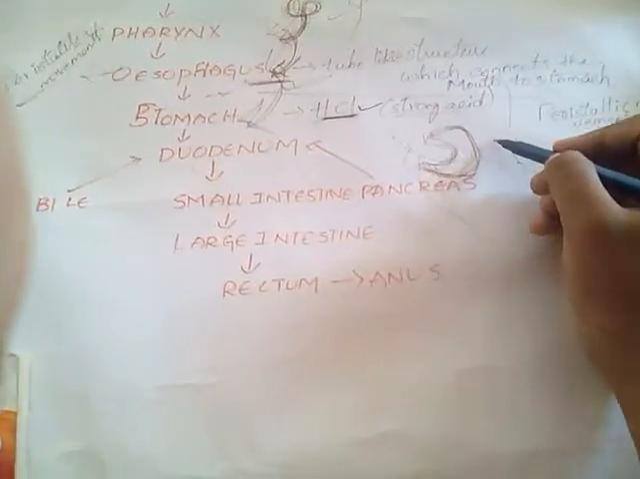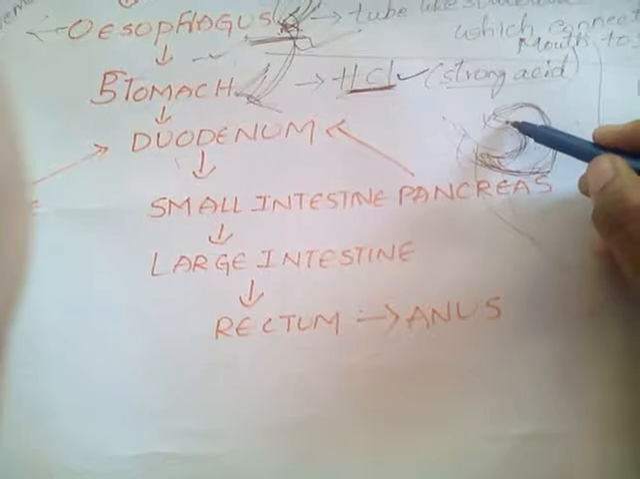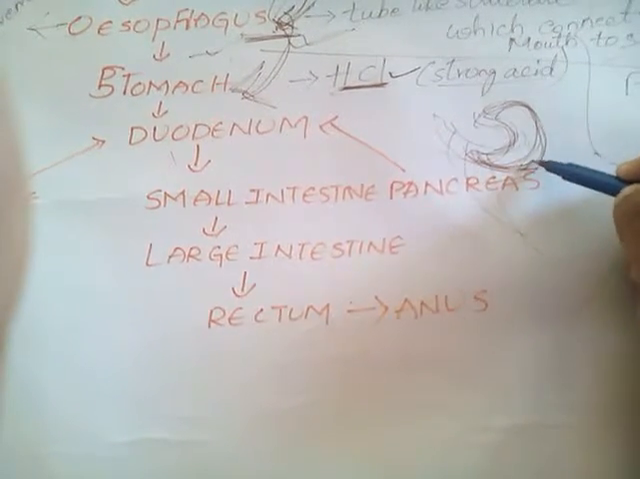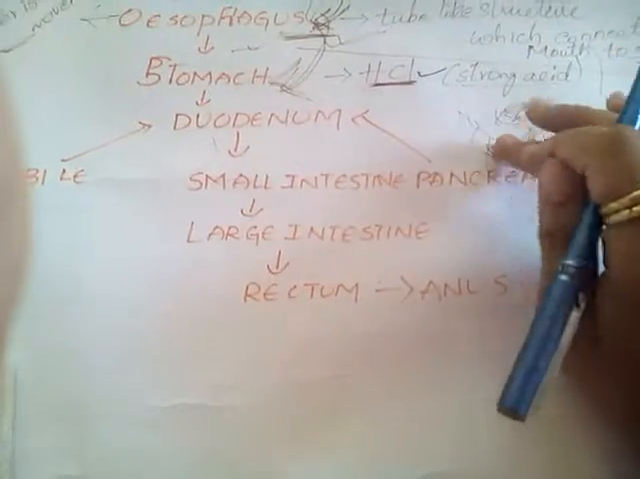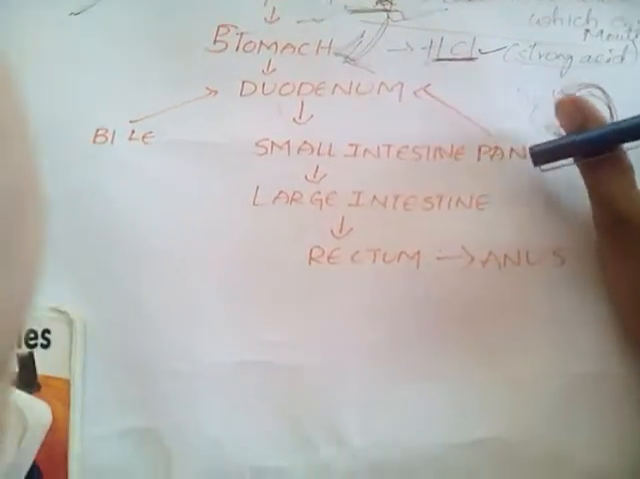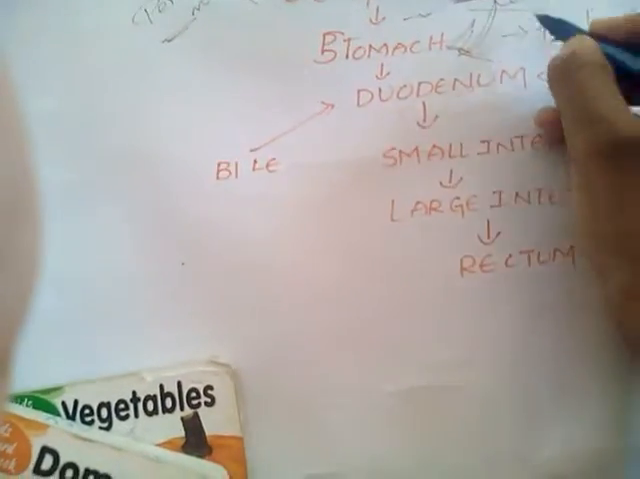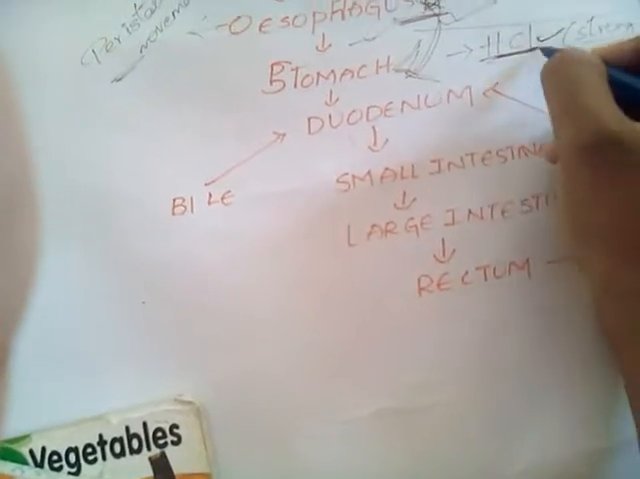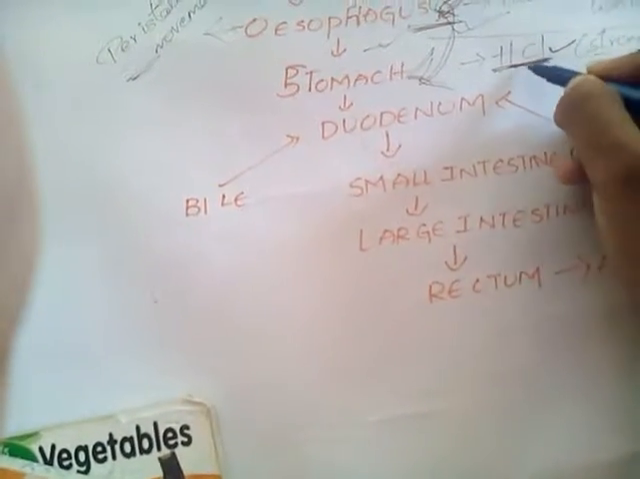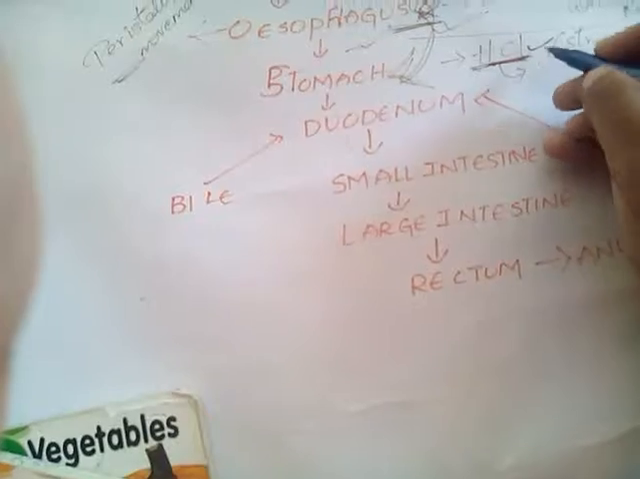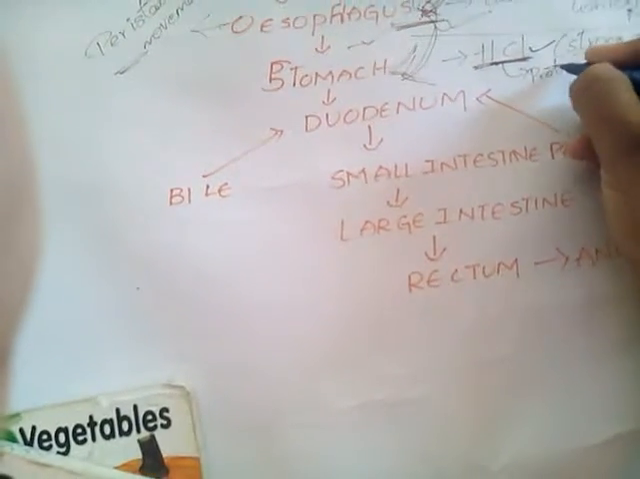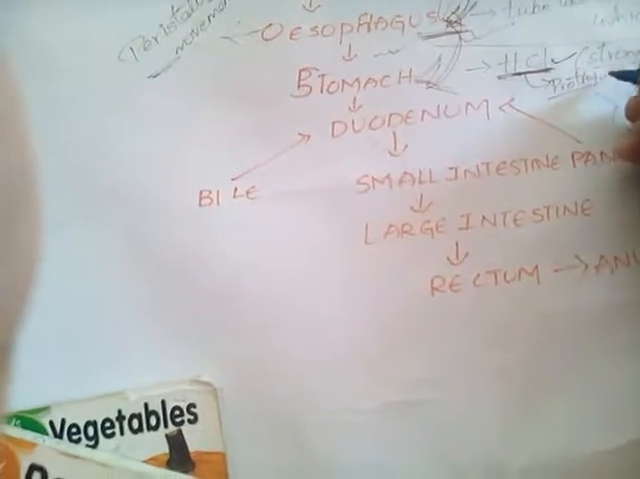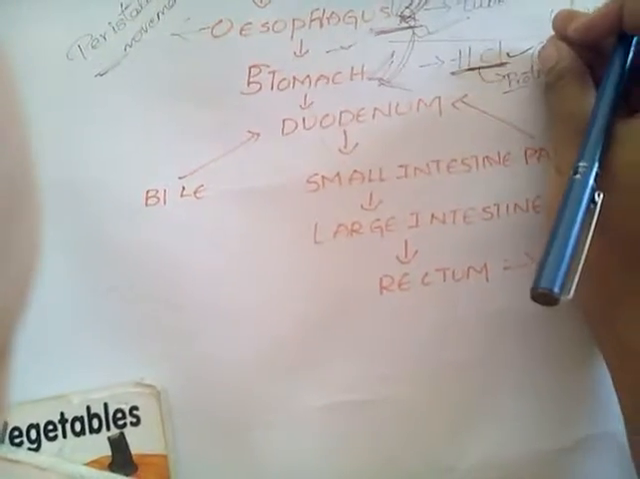It will be in layer form, so the HCl may not attack the stomach. You have to remember this point, okay? The stomach consists of HCl, which mainly acts on the food, in which the food has proteins. It acts on the proteins.